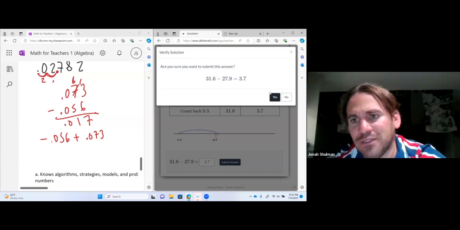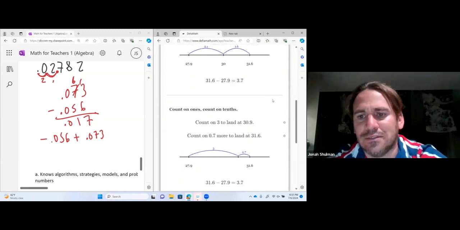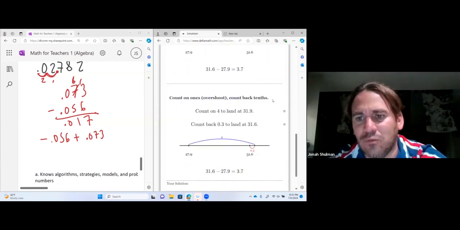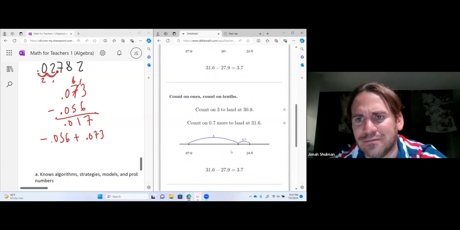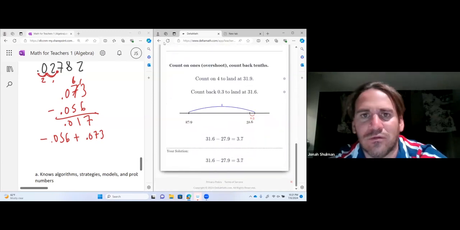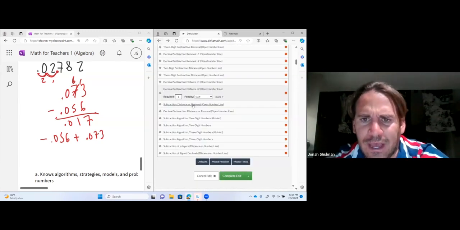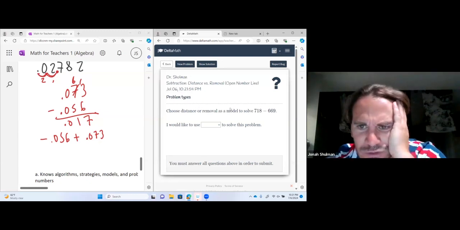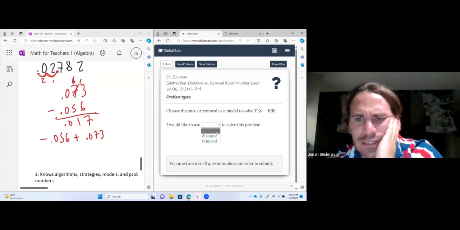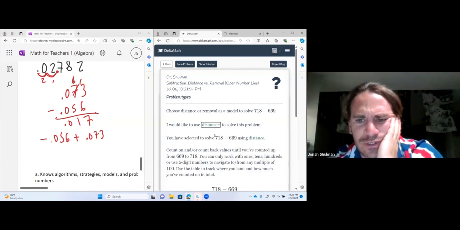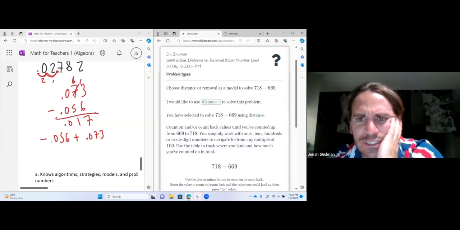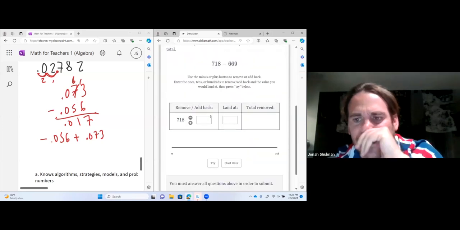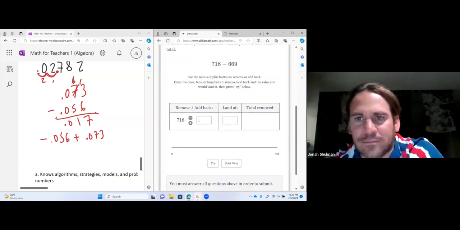Now I showed you every way to use the number line. Nice. I did one of the ones where you go back. These are fun. All right, cool. Now we have, choose distance or removal as a way to solve the problem. I'll try them both. Let's do distance first. Oh, wait, we just did distance. So let's do removal. I'm not going to do the same thing a million times. Yeah. So we did distance before. We might as well do this one.